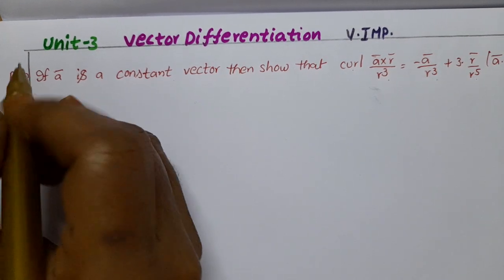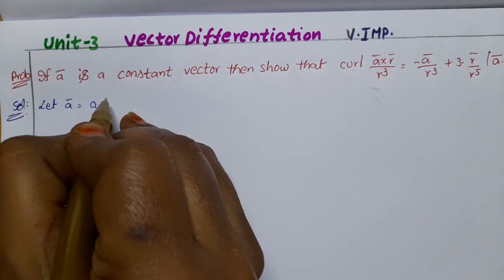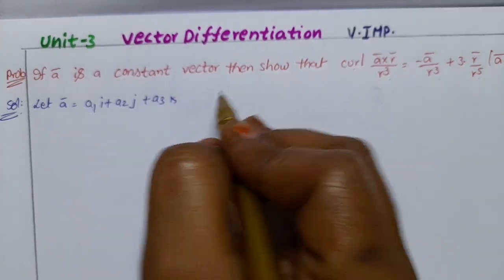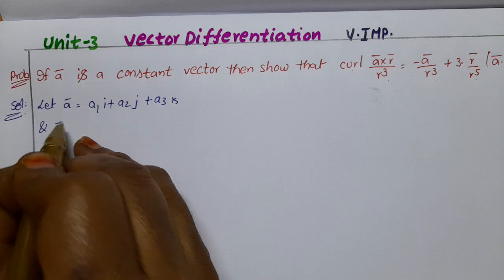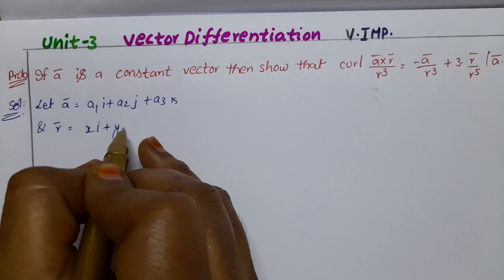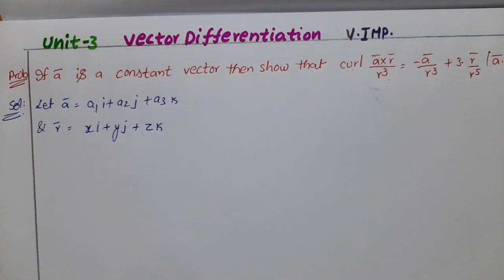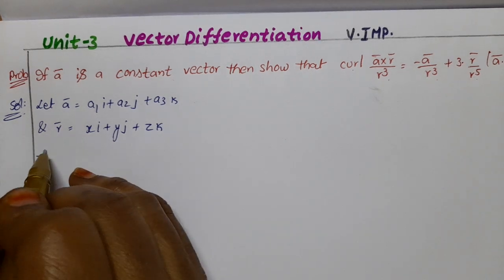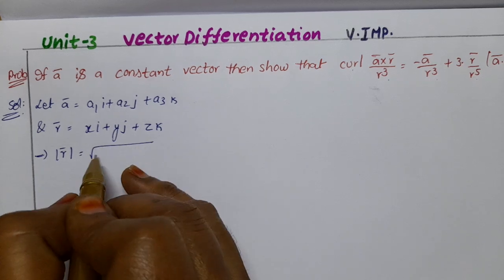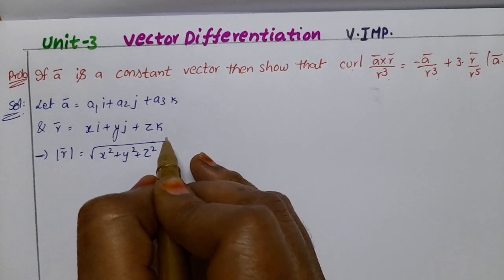Solution. Let a bar be taken as a1 i plus a2 j plus a3 k, and r bar be taken as x i plus y j plus z k. From this we can calculate the magnitude of this vector as root of x square plus y square plus z square. This can also be denoted with r.